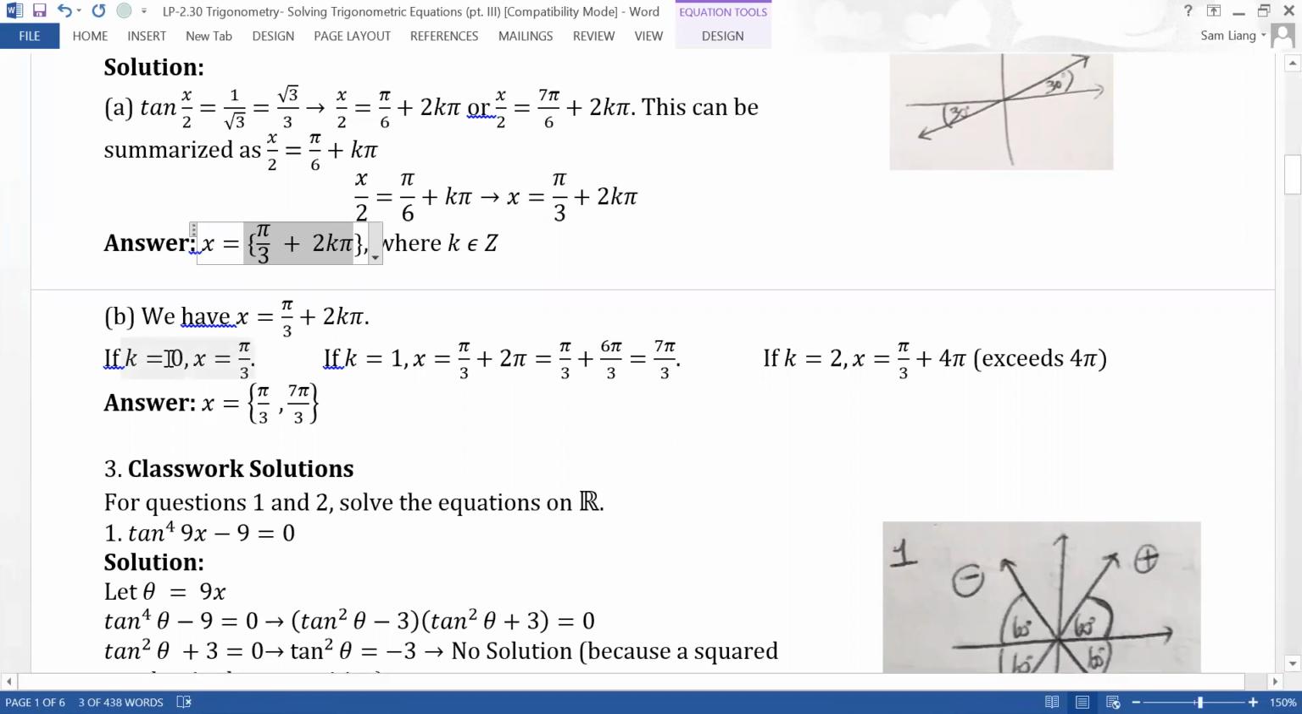Okay, that's what we're going to do here for part B. First you let k equal 0, so that will be pi over 3 plus 0, which is pi over 3. If you let k equal 1, that'll be pi over 3 plus 2 pi. 2 pi can be rewritten as 6 pi over 3, so that'll be 7 pi over 3. Sorry, k equals 2: then x will be pi over 3 plus 4 pi. Well, that exceeds 4 pi, right? Because it's 4 pi plus pi over 3. So these are going to be our only two answers: pi over 3 as well as 7 pi over 3.